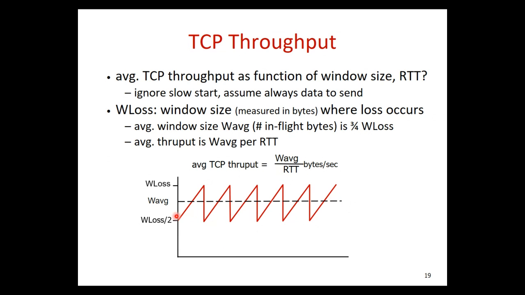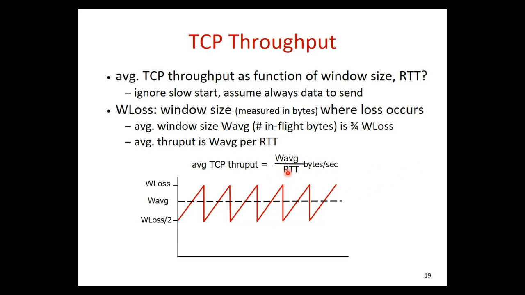So if the window CWND is like this, then the average value of the window will be this value. This is the average value, right? Average between W loss and W loss divided by 2. It is 3/4 of W loss. So we can calculate the average TCP throughput. This is a very rough calculation. We can calculate it as the average window size divided by the round trip time.